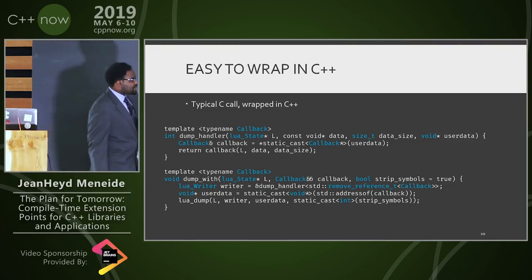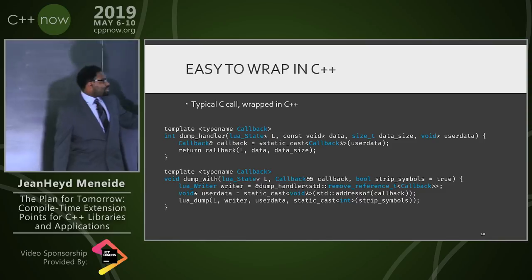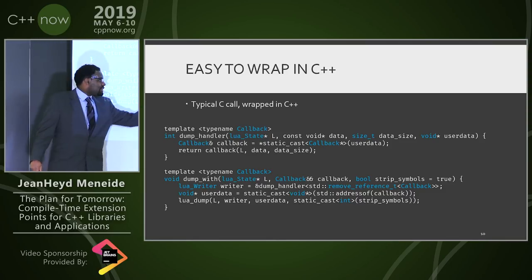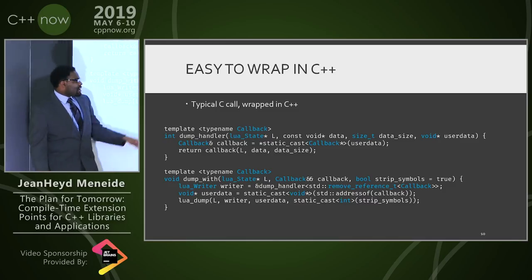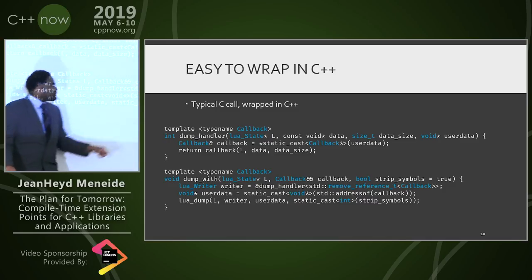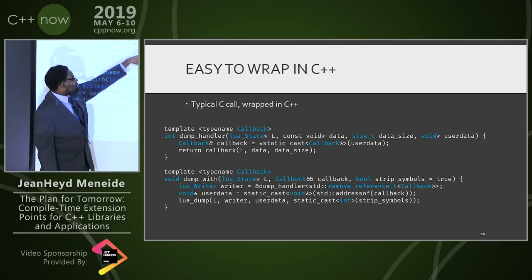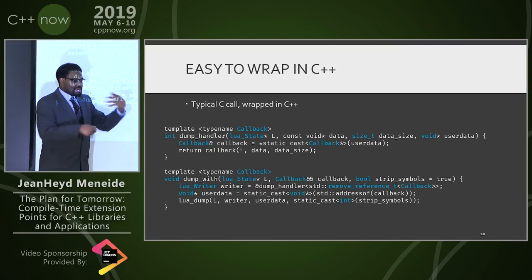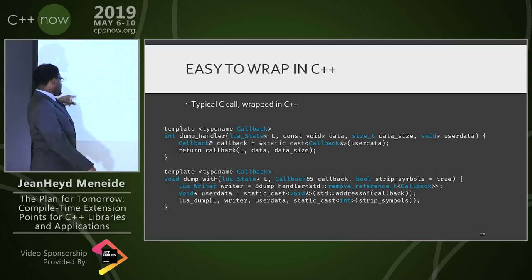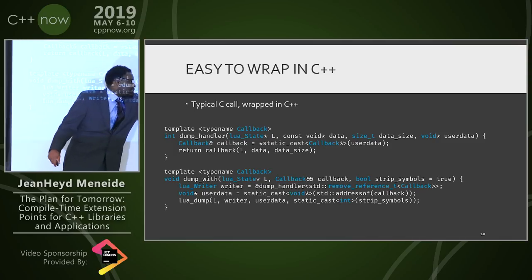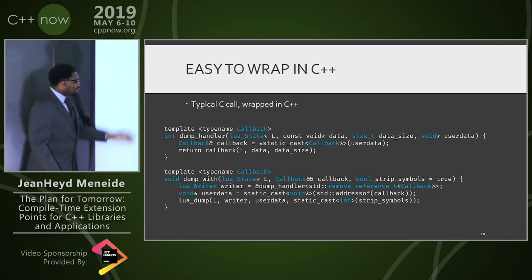The way we wrap that up in C++ is that we get the function pointer that we're going to pass to the raw C API. We make sure that we get a handler that can handle this arbitrary callback that we have. We have to make sure that we remove the reference. Otherwise, this dump handler will be templated on a reference, and you can't pass that reference through. You have to pass the pointer to it. And so what we do here is the void star cast. We get the address of the callback, we cast it to void star, and that's our user data. And then we pass it all into lua_dump.